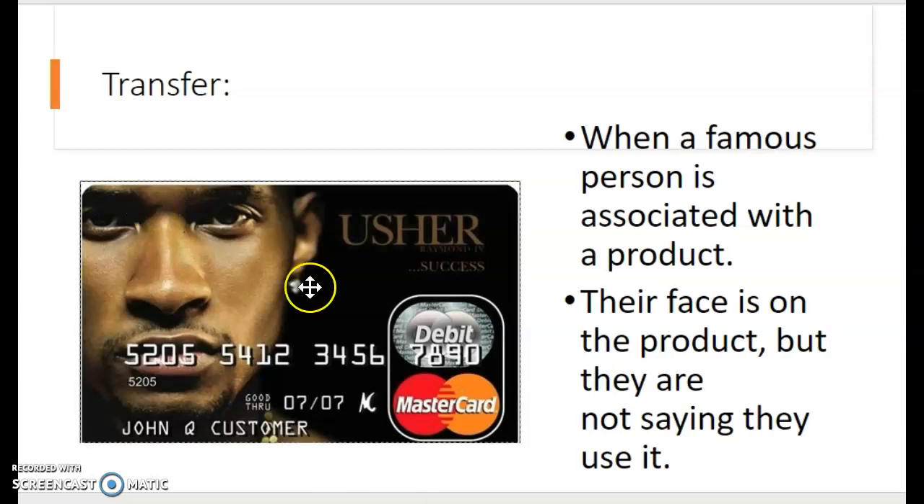So here's a credit card. It is Usher's face on there. However, look down here by the name. It says John Q. Customer. It doesn't say Usher, so it's not saying that he actually uses this MasterCard credit company. Okay, so he's just endorsing it through his face, pretty much.